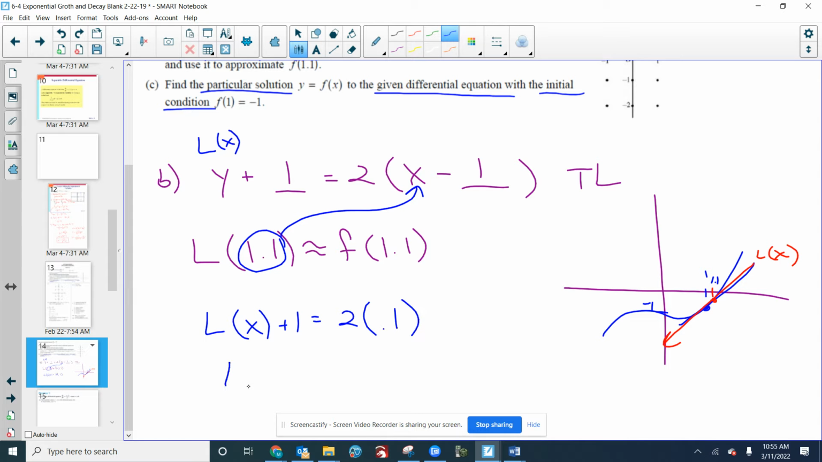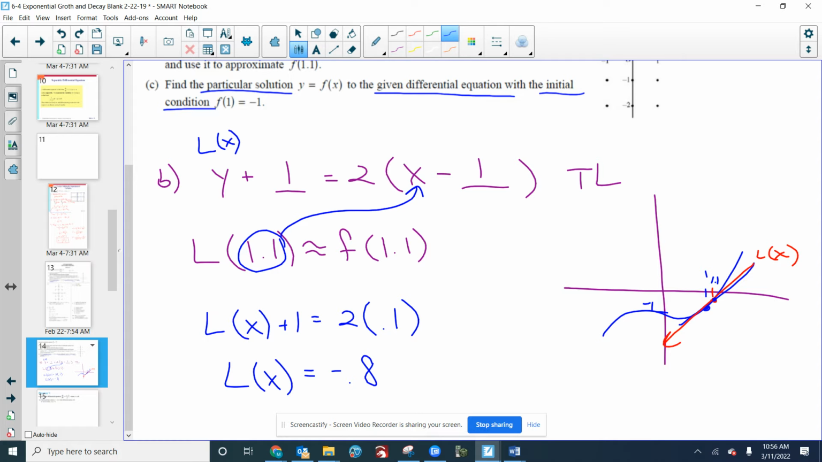0.1. What's 2 times 0.1? 0.2 minus 1, negative 0.8. What does that mean? At 1.1, the function and the line are pretty close. And I'm going to approximate the blue dot with a red dot. And that red dot is at a height of negative 0.8.